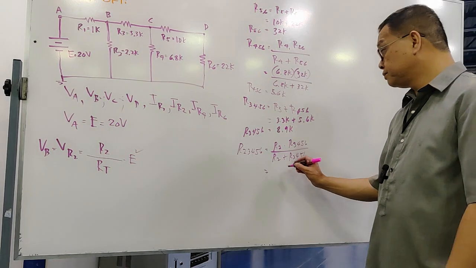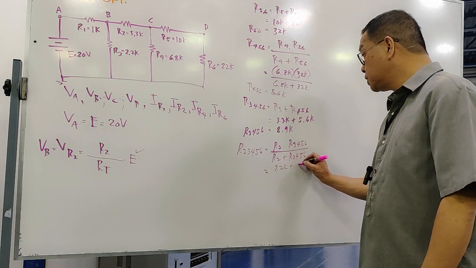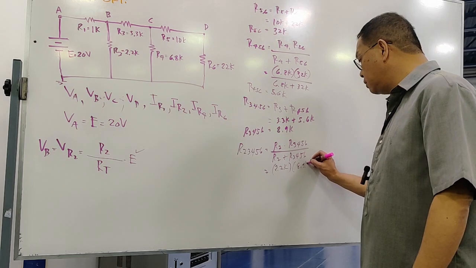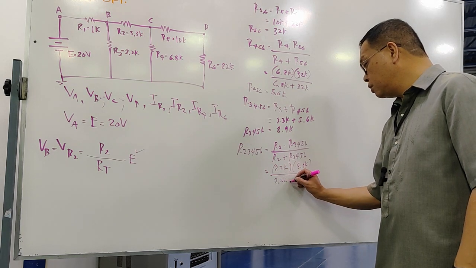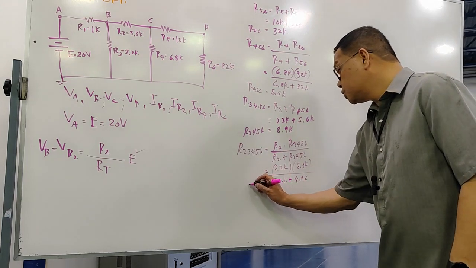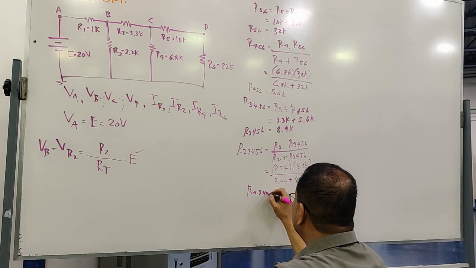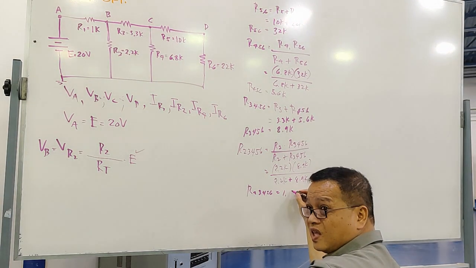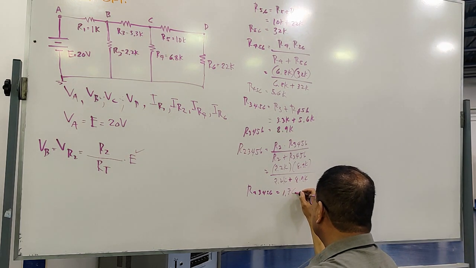The value: R2 is 2.2 kilo multiplied by 8.9 kilo over 2.2 kilo plus 8.9 kilo. So that's R2, 3, 4, 5, 6. How much? 1.76, sorry, 1.76 kilo.